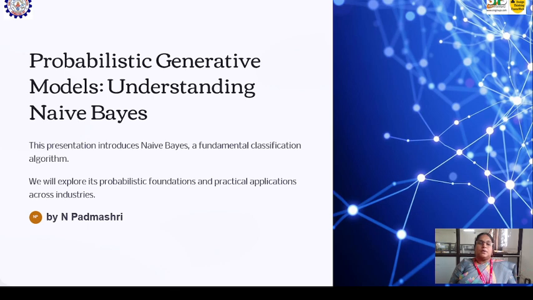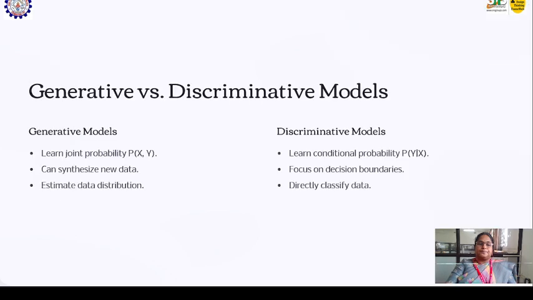Today I am here to discuss a machine learning topic, and today we are going to see probabilistic generative models. In that I am going to explain the Bayes algorithm. So basically, in this session, we are going to explore the difference between the generative model and the discriminative model, and an example of a discriminative model called the Bayes algorithm. Let's move on to the slides.